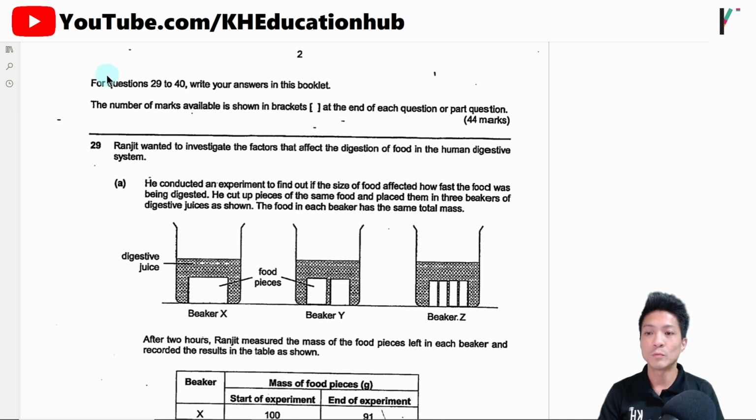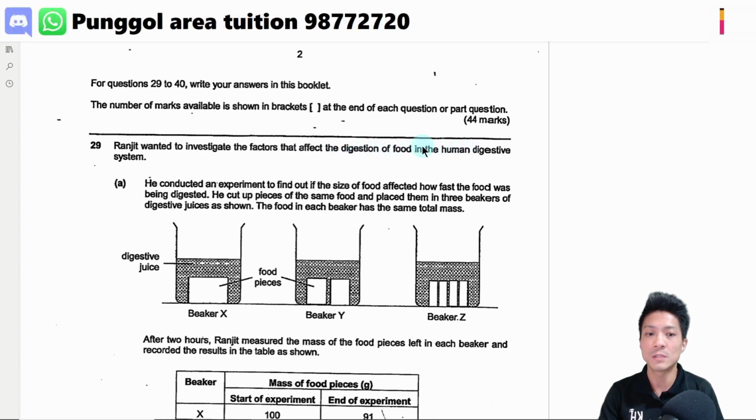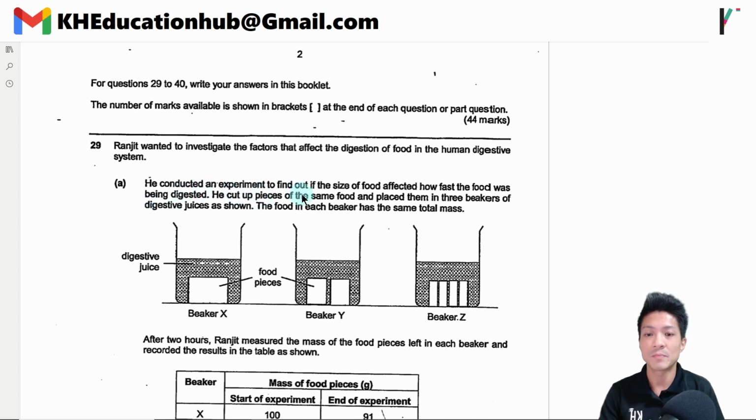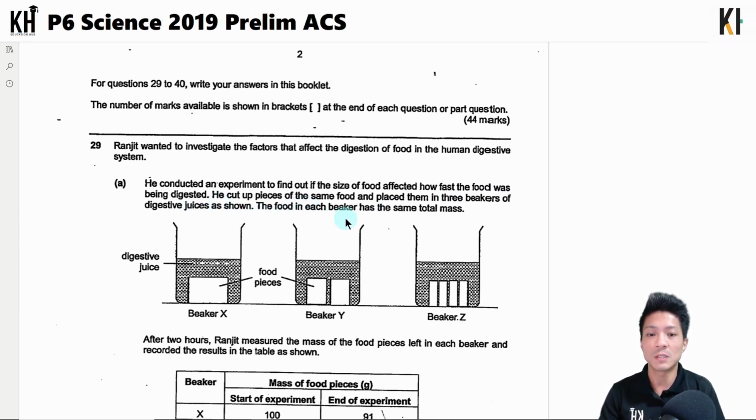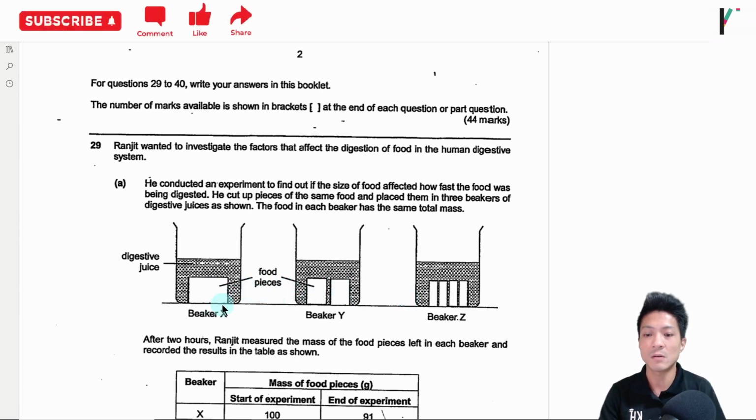Okay, we're gonna move on to paper 2, question 29. Ranjit wanted to investigate the factors that affect the digestion of food in the human digestive system. He conducted an experiment to find out if the size of food affected how fast the food was being digested. He cut up pieces of the same food and placed them in 3 beakers of digestive juices as shown. The food in each beaker was the same total mass. Okay, so there's a digestive juice, and then there are food pieces inside the beaker. They are all of the same mass.